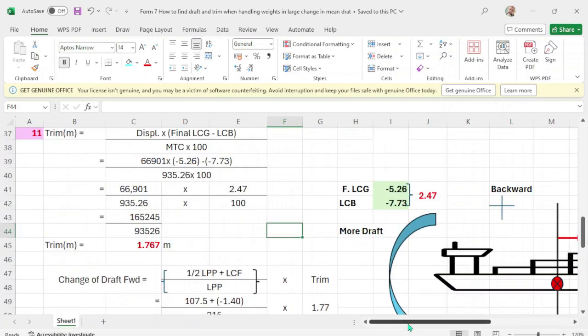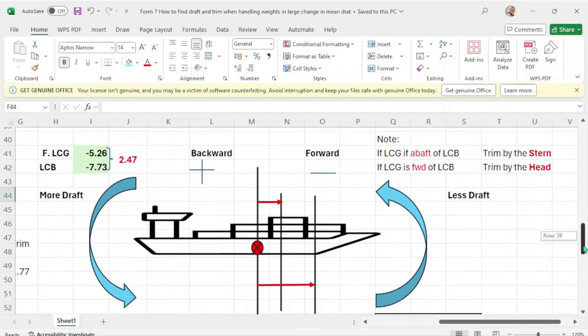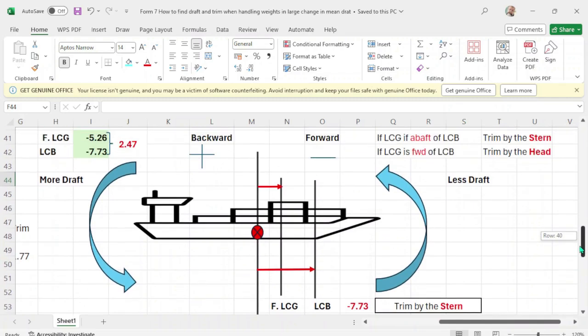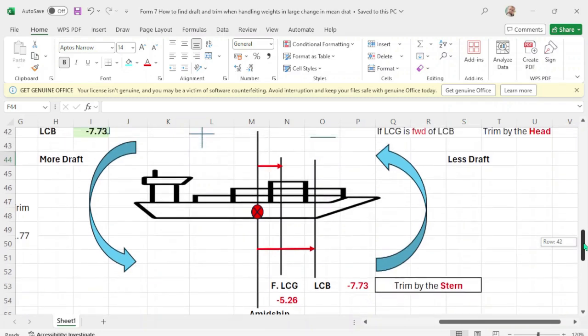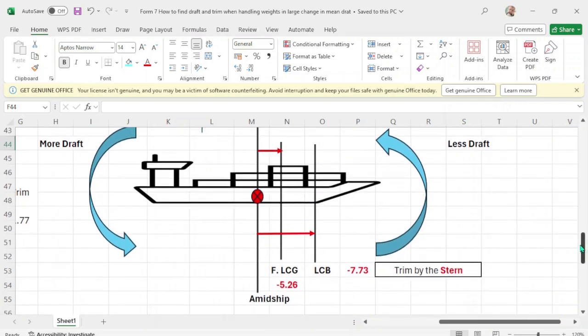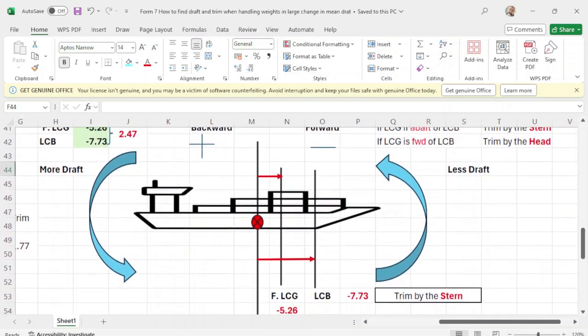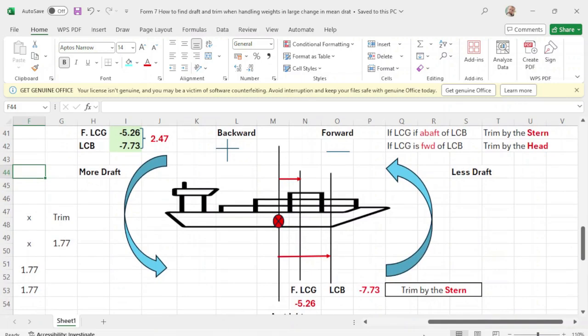Okay, and this one I want to emphasize again, this drawing. Take note of the final LCG, which is negative 5.26, which is this one. So from amidship, since it's negative, it's the forward part of the vessel. Okay, just adjust this. Just a little more.